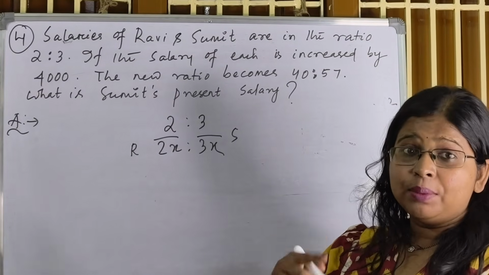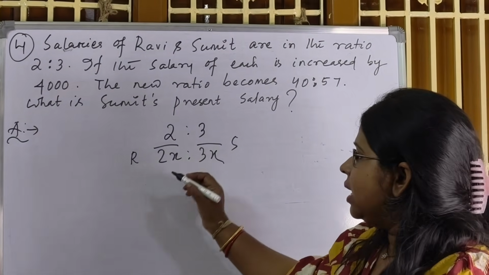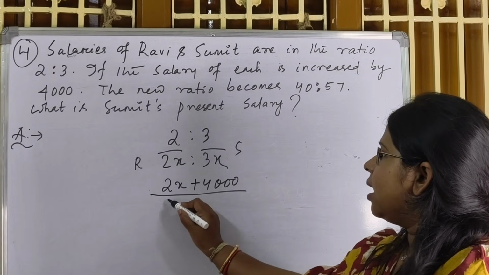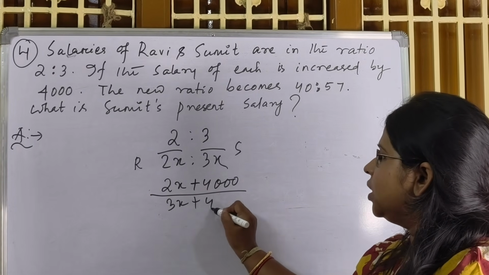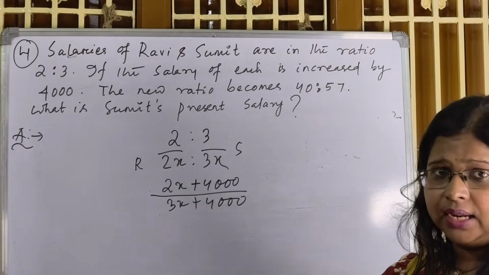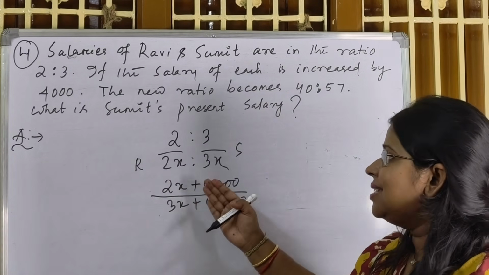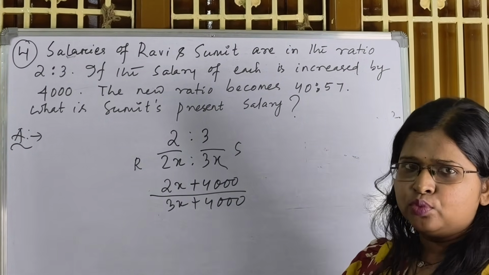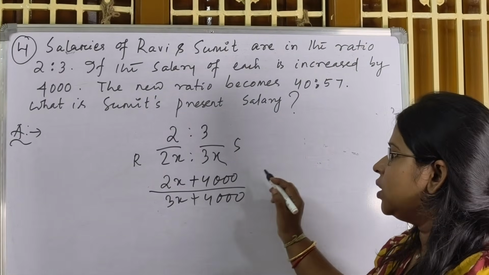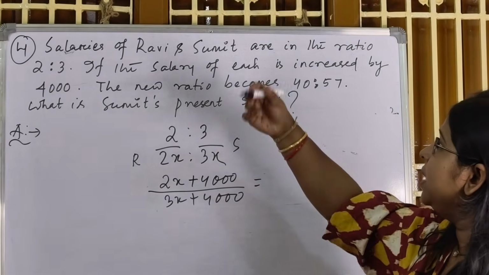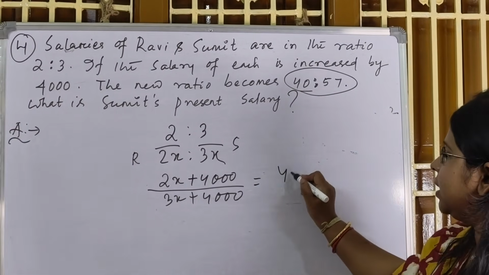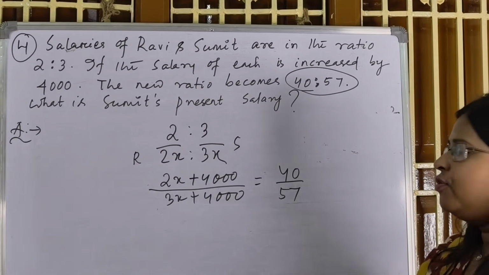Rabbi's and Sumit's salary will each be increased by 4,000. So we will write it this way: 2x plus 4,000, 3x plus 4,000. That is what has been given. Each of the salaries has increased, so that is why we have added. If it would be decreased, then we must have subtracted. So 2x plus 4,000, 3x plus 4,000 will be in the ratio. The new ratio becomes 40 is to 57. That means 40 divided by 57.